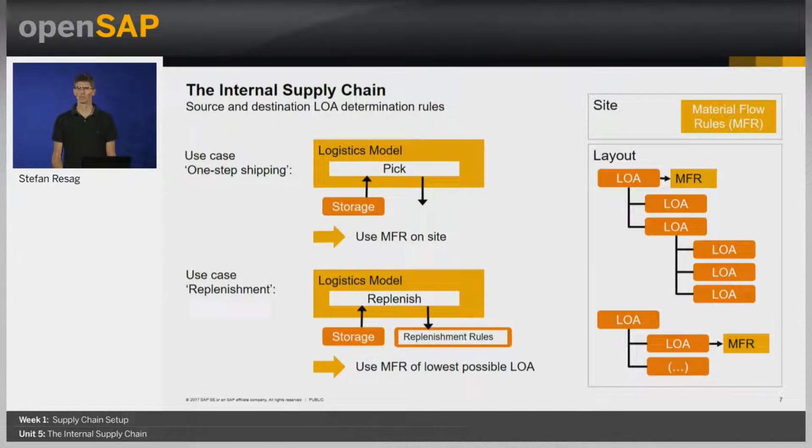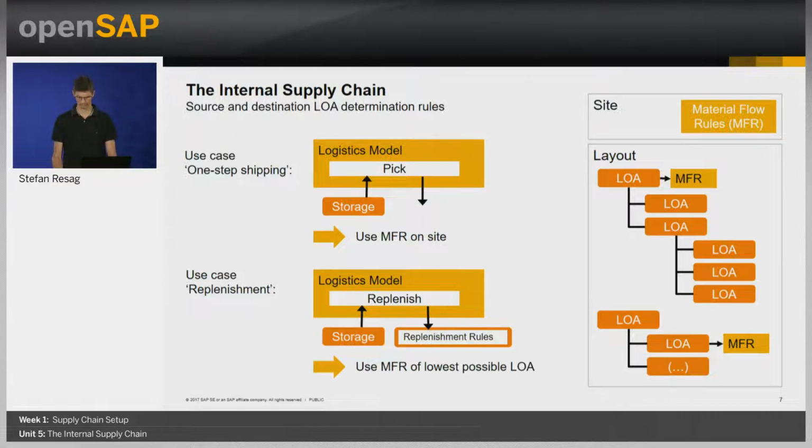Therefore, the system will always consider the material flow rules on site level. Let us look at the second example. In the replenishment process, we learned that the rules are defined for the target logistics area. Thus, the system will first check if any material flow rules are maintained for this logistics area. If no rules are maintained, the system will go up the hierarchy of logistics areas until it finds some rules up to the site. If no material flow rules are defined at all, the system will apply default rules.